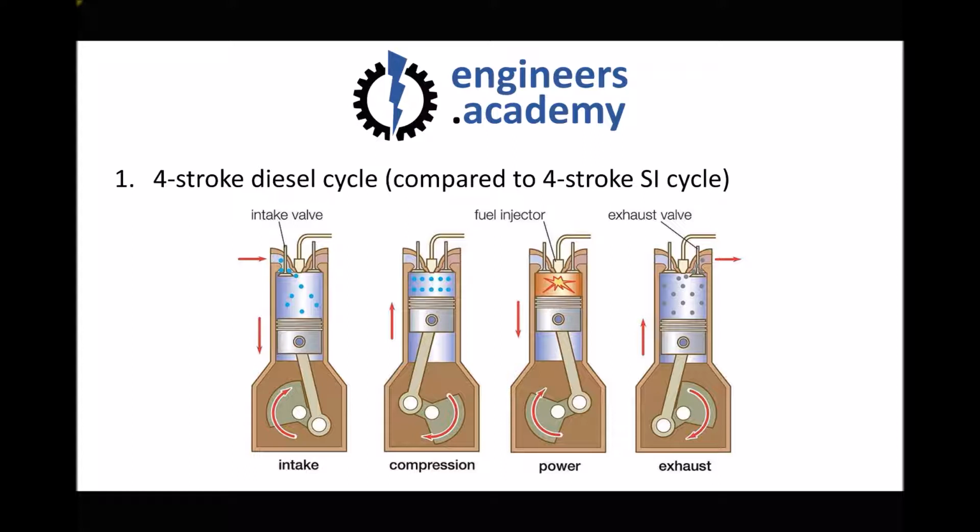Another point that's worth mentioning is that in the spark ignition cycle, the heating phase during the power stroke we assume takes place at constant volume. The assumption there is when the spark provides the heat, the air-fuel mixture combusts very quickly. Now in the diesel cycle, what we have is combustion at constant pressure, and we'll see this again when we look at the PV diagrams.